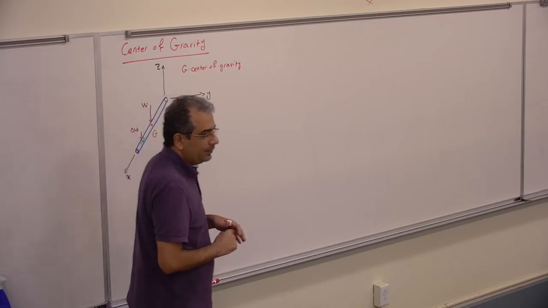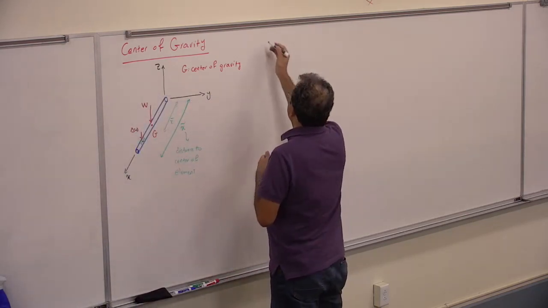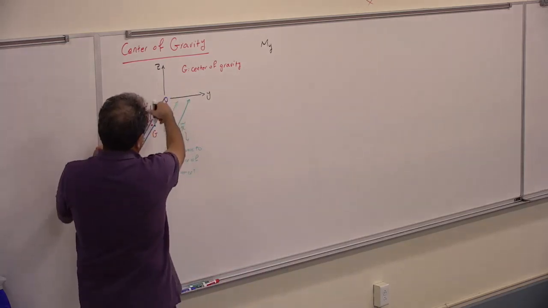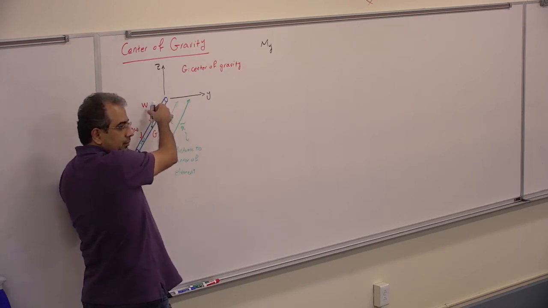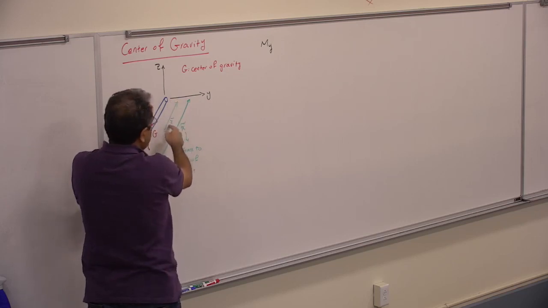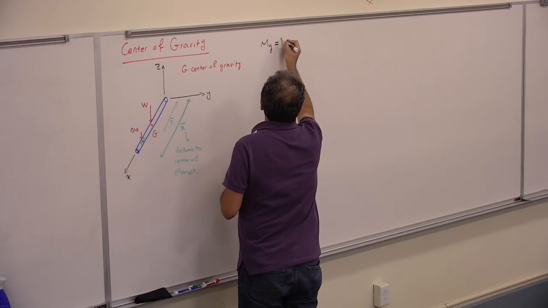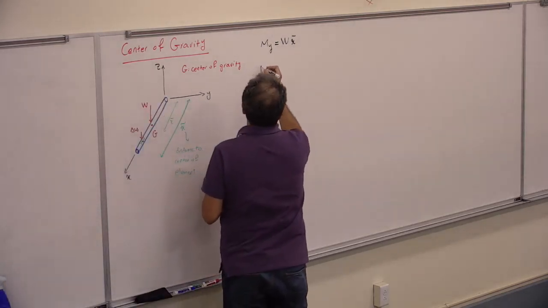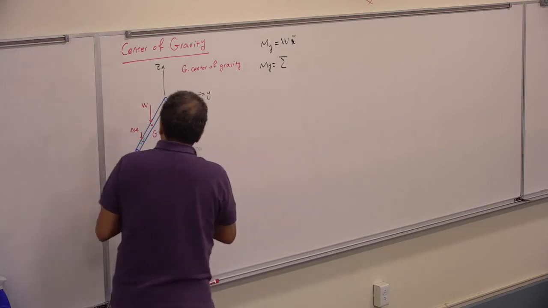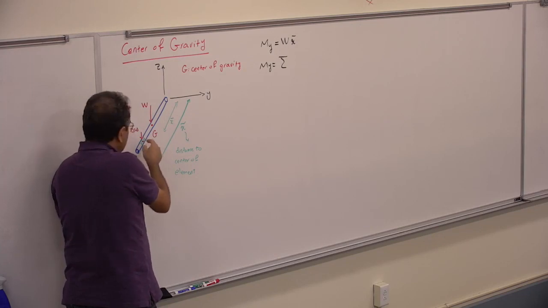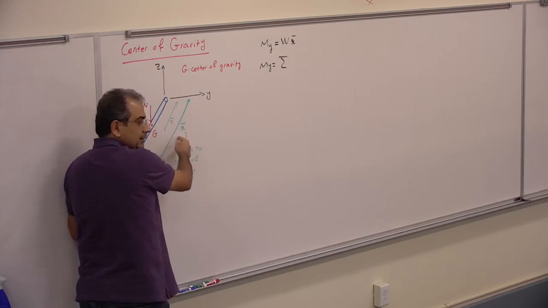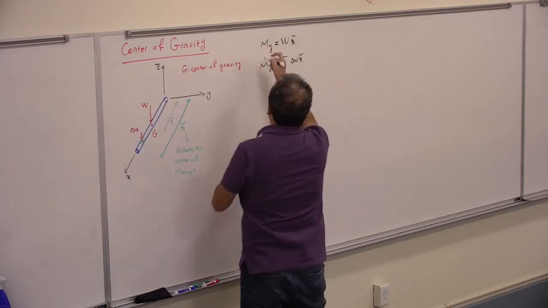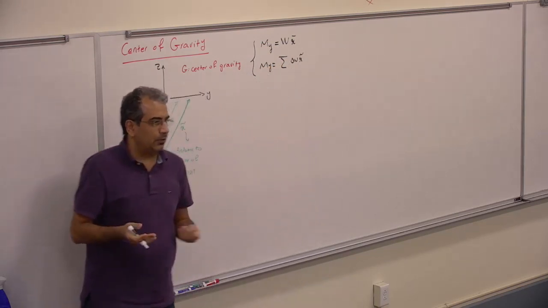So what's the moment of that about the y-axis? If I want to write the moment of W about the y-axis, it's the force times the arm that goes from the force to the axis, which is going to be x bar. So it's going to be W x bar. Also, this same moment should be equal to the sum of the moments from each of those small elements. The moment of this element is delta W times x tilde, and if I add them together, I should have the sum of delta W x tilde. So these two should be equal, correct?